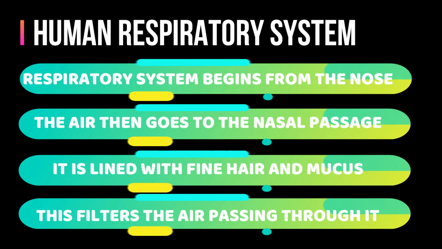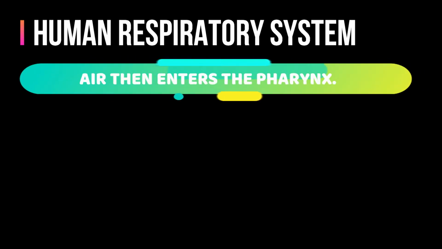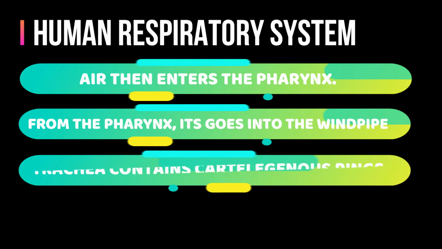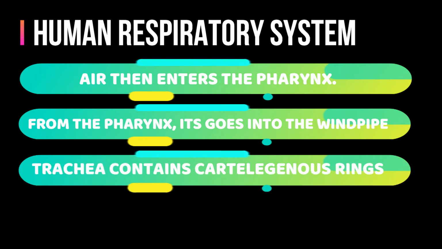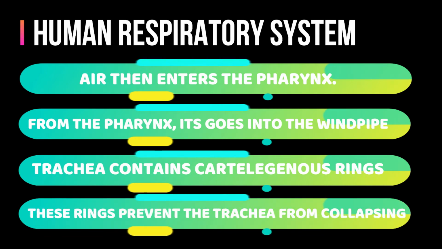Then there is a part present between the mouth and windpipe, and this is known as the pharynx. From the nasal passage, air enters into the pharynx and then goes into the windpipe. The windpipe or trachea contains cartilaginous rings, and these rings prevent the trachea from collapsing. When there is no air in it, the trachea still does not collapse due to the rings of cartilage.